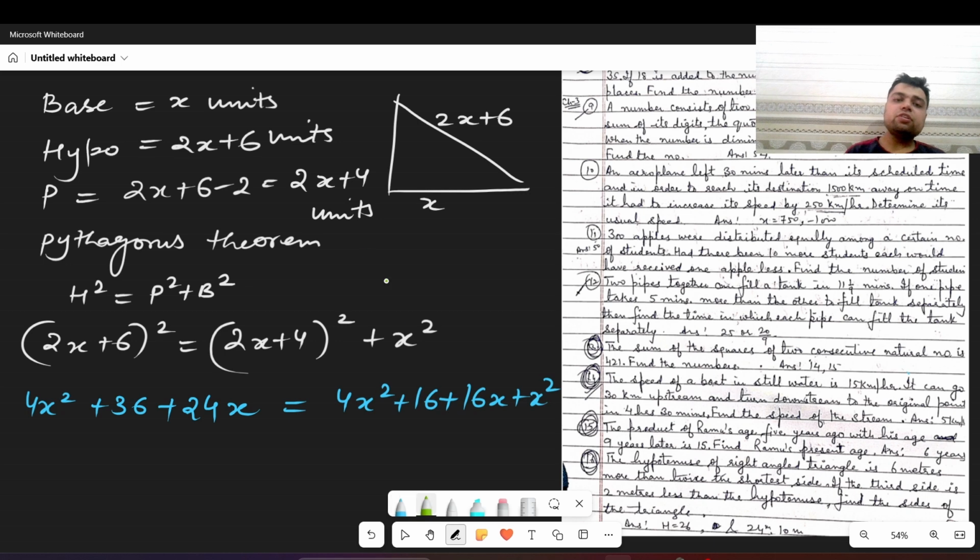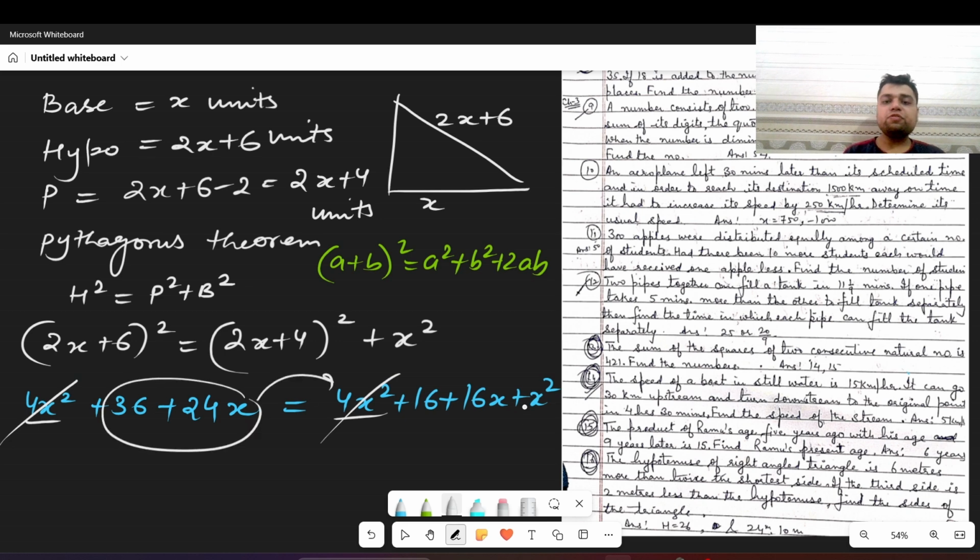Which identity we are following? A plus b whole square, which is a square plus b square plus 2ab. Okay. Now this 4x square get cancelled out. Okay, anything else? Nothing. So we will take all the things on other side because coefficient of x square should be positive. So equation will become x square plus 16x plus 16 minus 36 minus 24x is equals to 0.